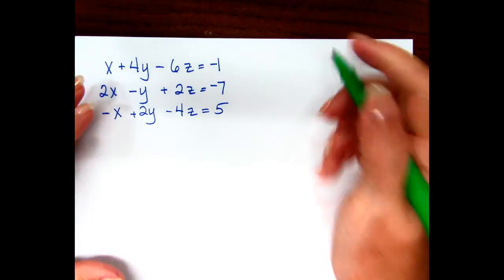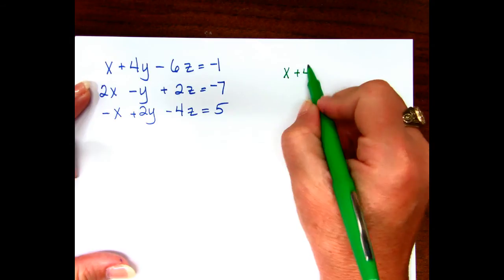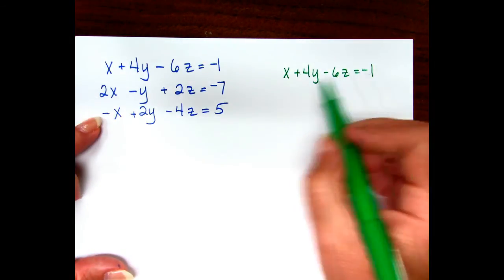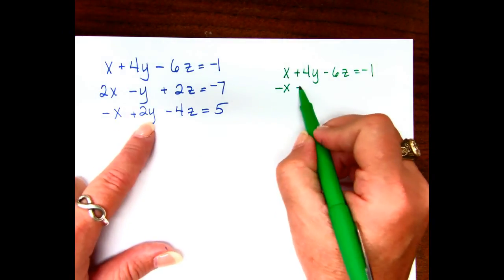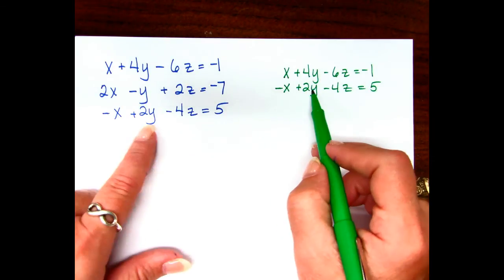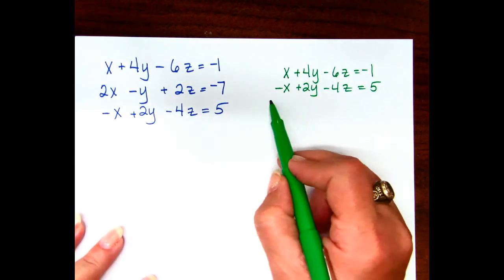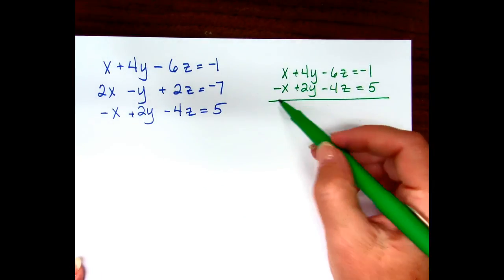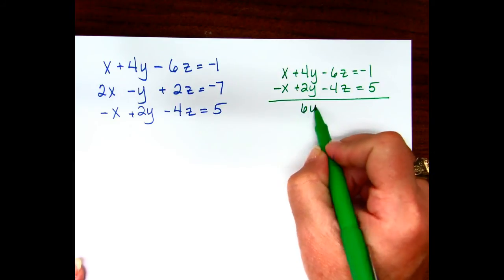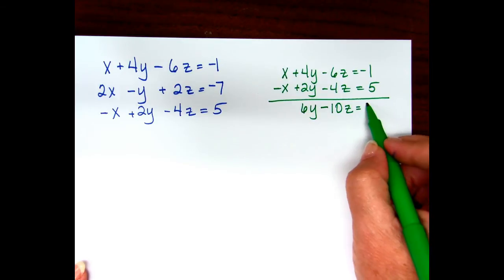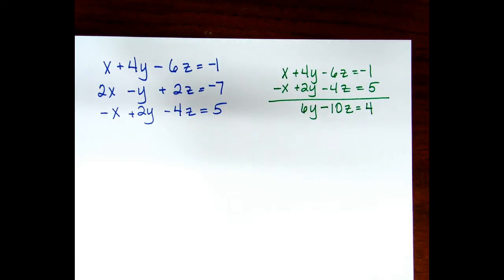Combine top and bottom. Okay. So I'm going to write the top right here: x, 4y, negative 6, negative 1. And I'm going to write the bottom right here: negative x, 2y, negative 4, 5. And I'm going to combine them. What do I get when I combine them? 6y minus 10z equals 4. Excellent. Okay? Now, what do I have?